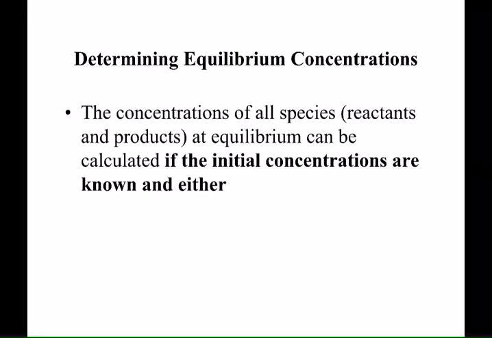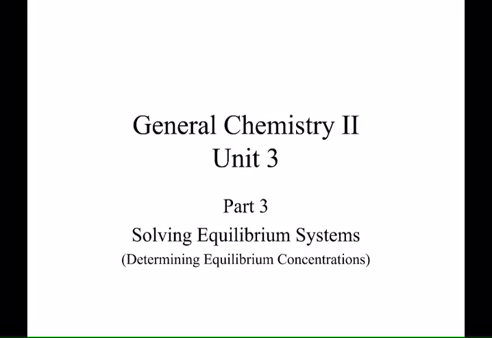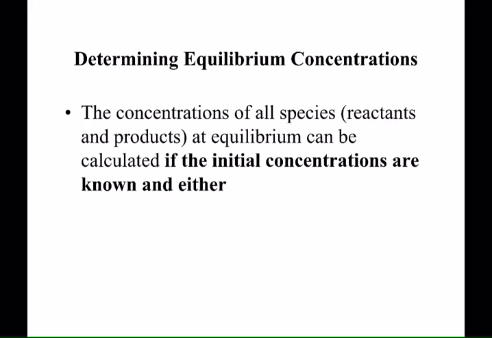There's this cool set of problems called solving equilibrium systems. It's like a mathy thing, I think. Basically, you can come up with determinate equilibrium concentrations. The concentration of all species at equilibrium can be calculated. These are going to make sense later, but we can come up with equilibrium concentrations if we know the initial concentrations of everything, and then one of two other pieces of information.